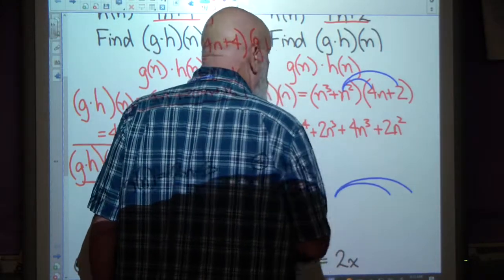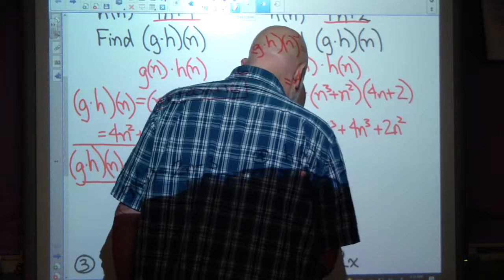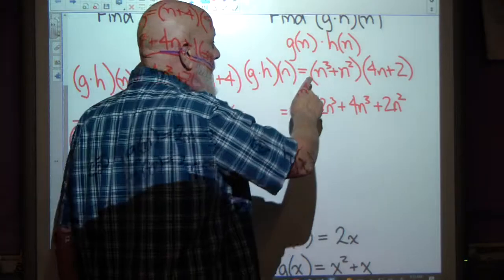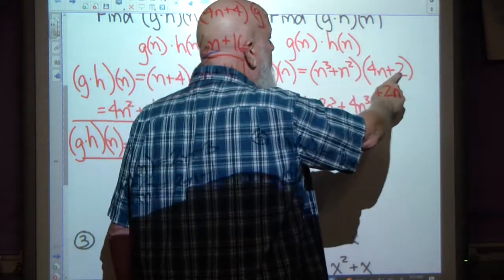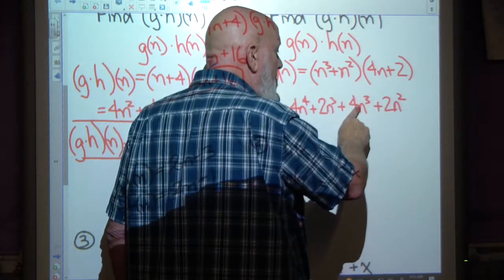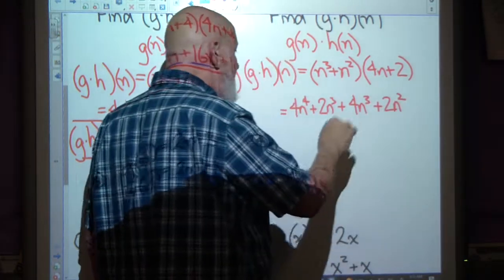And now I'm going to see if I can combine any like terms, and then I'm going to combine them. First I'll see if I have made any mistakes. I'll check that. N cubed times 4n is 4n to the fourth. N cubed times 2 is 2n cubed. N squared times 4n is 4n cubed. N squared times 2 is 2n squared. So I don't believe I've made any mistakes.